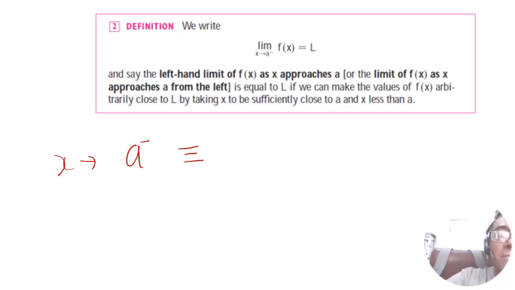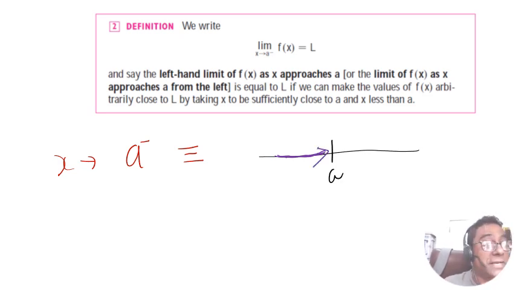So when we say x approaching a with the minus, if you have a number line, that's probably the best way to do it. And there's your value a. You're approaching, not minus a, no, no. You're approaching a from the left. So you're creeping up towards a, but from the left. And of course, if you've got a plus, then you're creeping towards a from the right. So that's pretty straightforward. Nothing difficult over there.